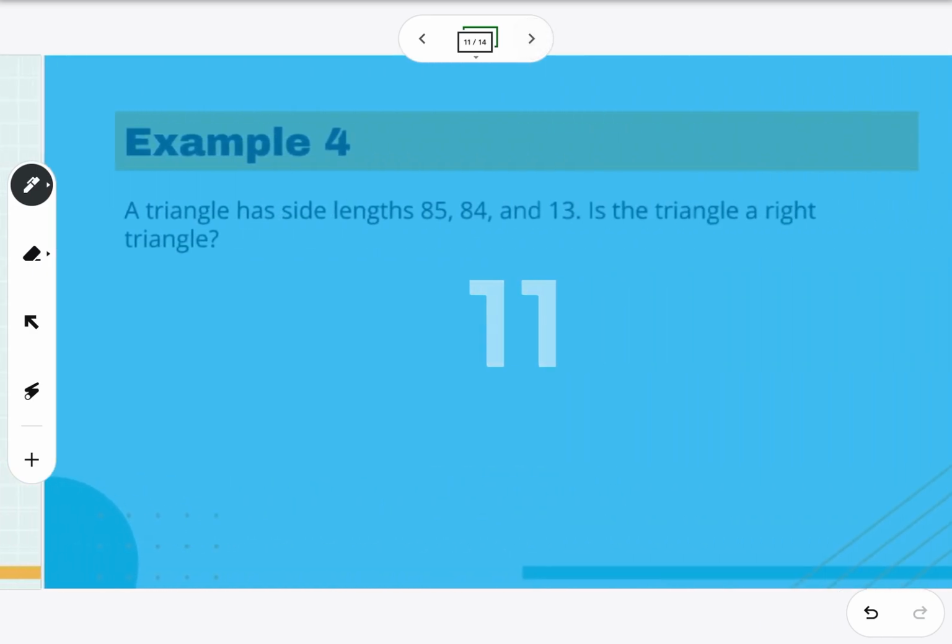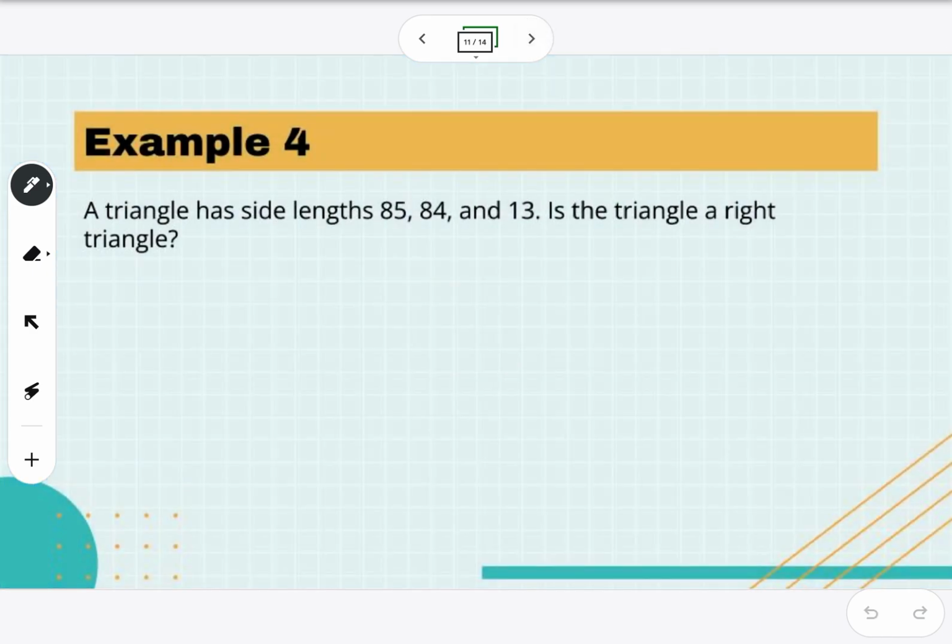So that's our converse. So here's an example. A triangle has side lengths 85, 84, 13. Is it a right triangle? So remember, c always will have to be your largest. So 85 is going to represent c. And we're just going to plug in and see, does this thing work? So 13 squared plus 84 squared, those are my two smaller numbers. Do they equal, I'm just going to put a question mark there, do they equal 85 squared?